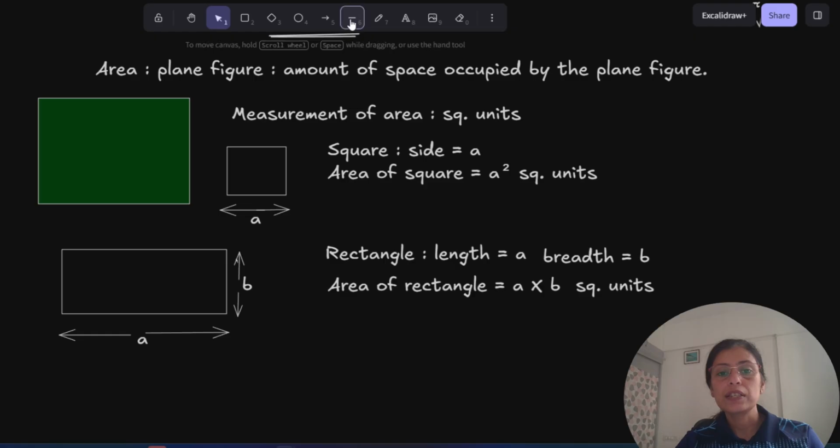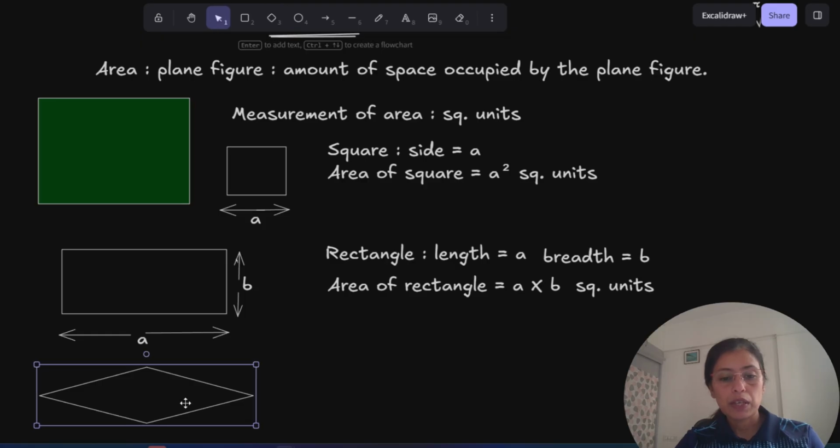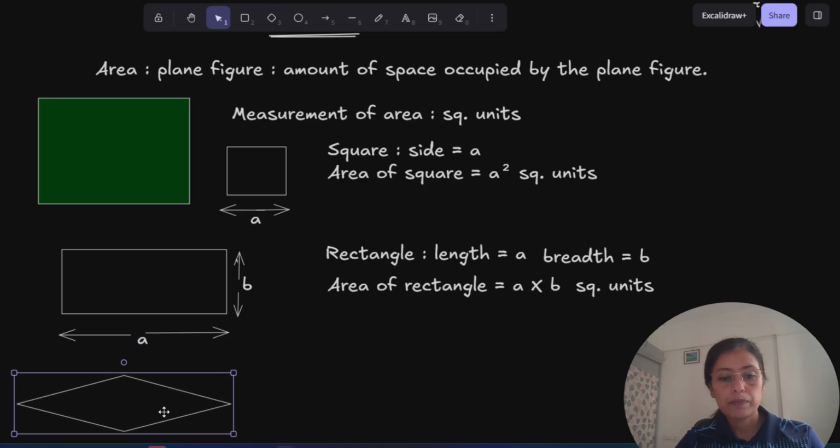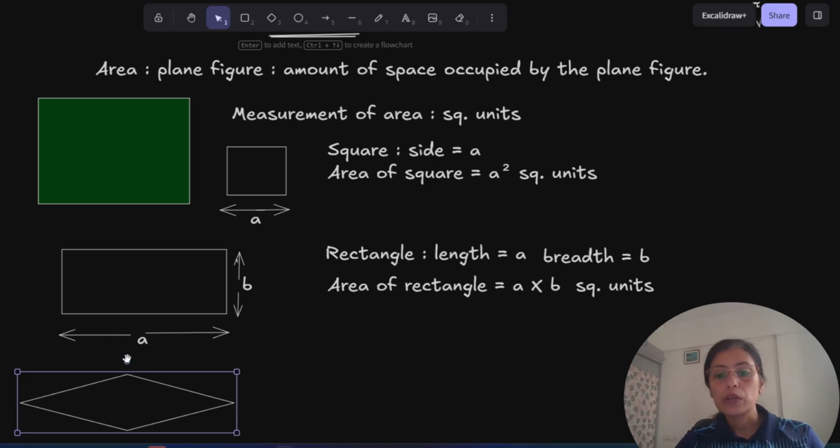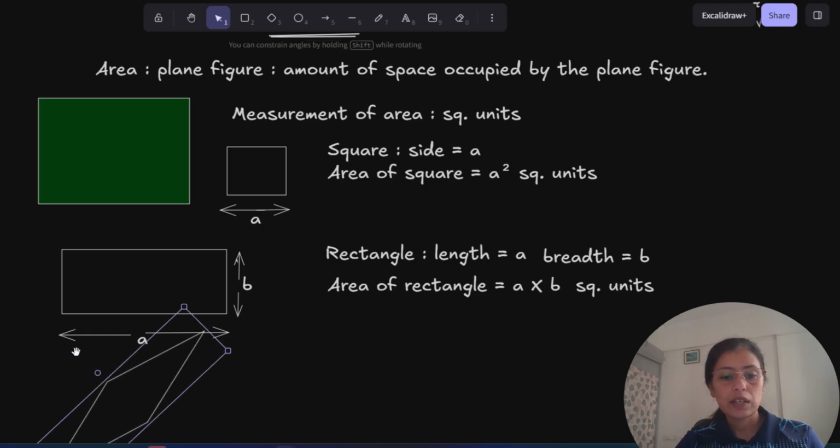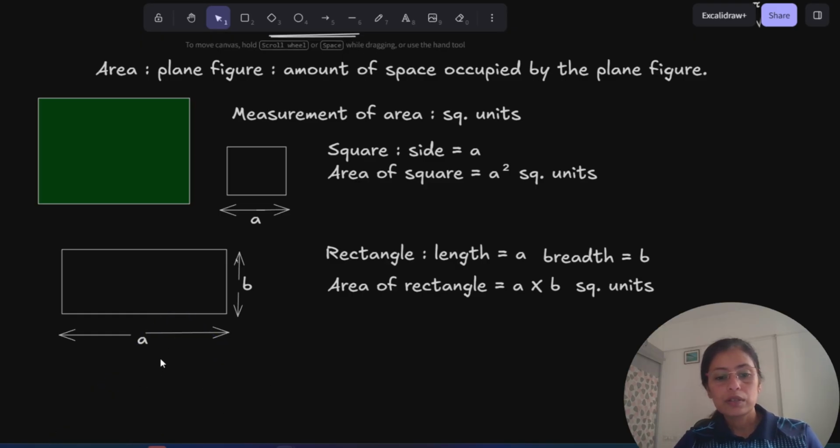Okay. So next, what we can see? We can see the area of a parallelogram. So we can just try making a parallelogram. Like this, can I rotate it? I think I should be able to. Okay, this is more like a kite. So I'll go ahead and draw a parallelogram myself.